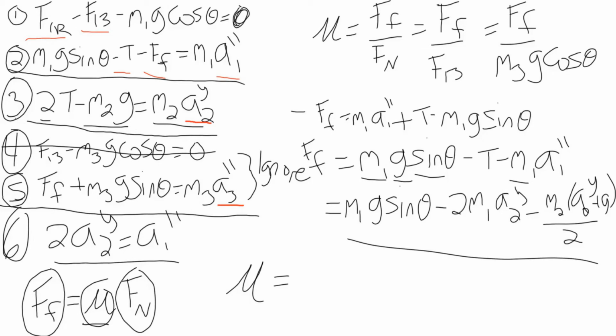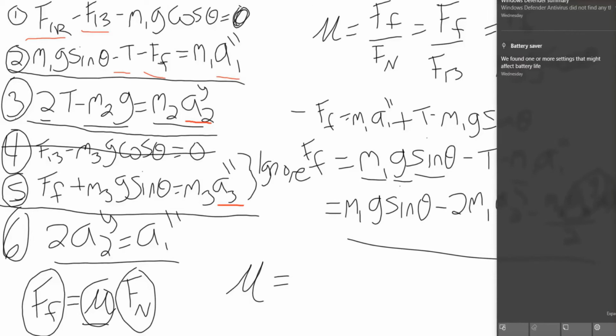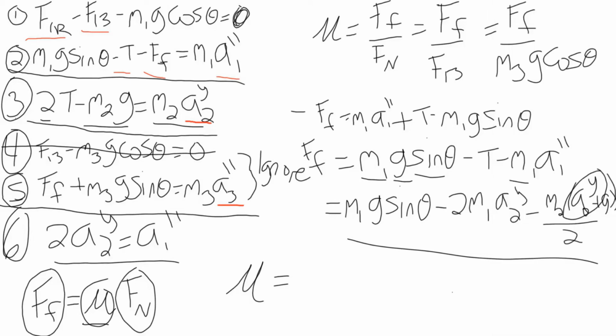And this has everything I know. I know the acceleration in the y direction for mass 2. They gave it to me. I know g. I know m2. I know a2y. They gave it to me. I know m1. I know sine theta. I know g. I know m1. And I know m3. And I know g. And I know cosine theta. So at this point, we're done. We just got to plug in numbers.